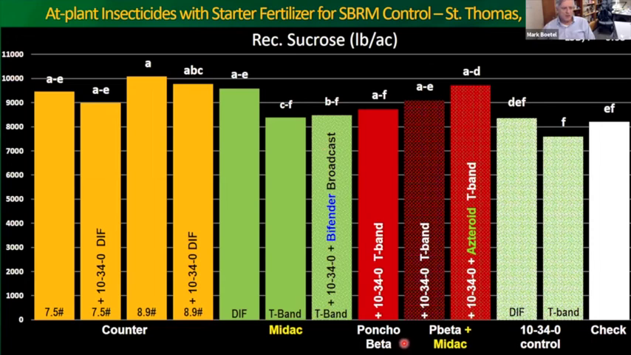Moving over to Poncho Beta, when we added the MyDAC, we started bumping up the yield. Those were not statistically different from each other. But the good news on this is that we don't have a negative impact on yield by combining MyDAC with 10-34-0 and Asteroid on Poncho Beta treated seed.